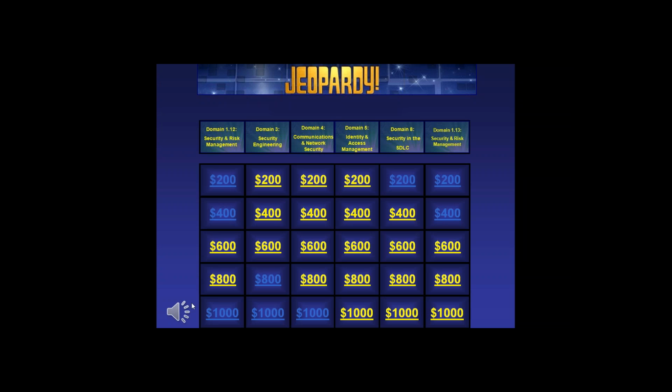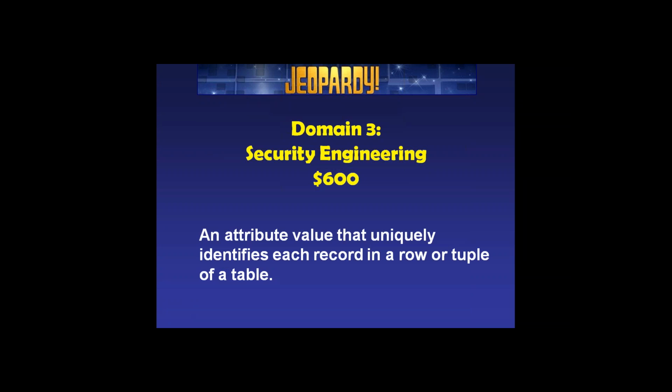All right, Becky. We'll go for security engineering for 600. All right, domain 3 for 600. Here we go. And right on key, you put us right where we need to be. Correct response is from Becky, the Terminator.